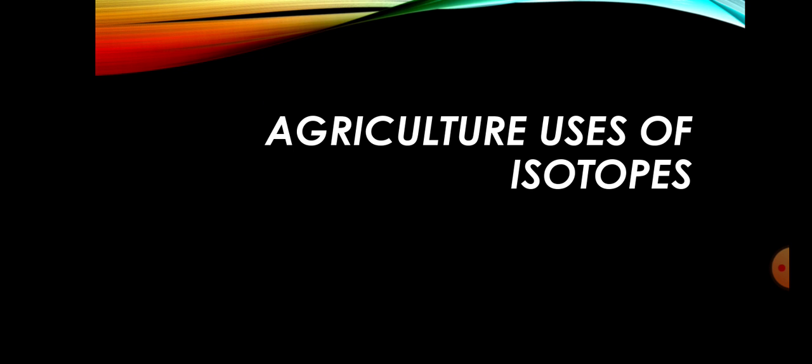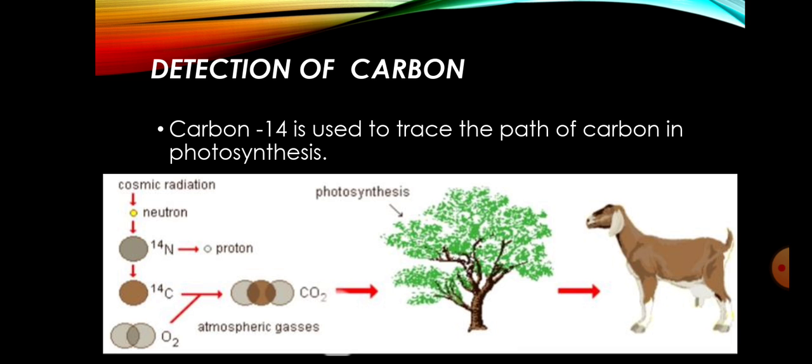Then we discuss the agriculture uses of isotopes. First of all, the reduction of carbon. Carbon 14 is used to trace the path of carbon in photosynthesis, which means that carbon 14 is used in the process of photosynthesis.